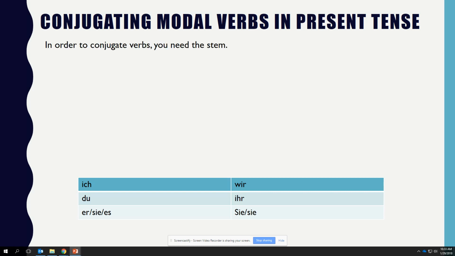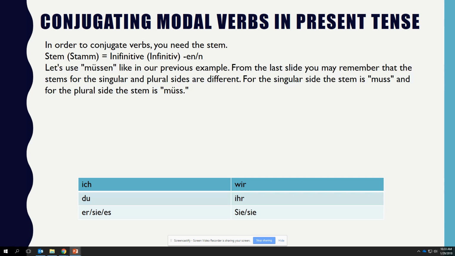We're going to look at conjugating these verbs. In order to conjugate verbs, you need the stem. The stem or Stamm is normally the infinitive minus en or n. Let's use müssen, like in our previous example. From the last slide, you may remember that the stems for the singular and plural sides are different. For the singular side, the stem is muss, and for the plural side, the stem is müss. Conjugating is the stem or Stamm plus the endings, Endungen.